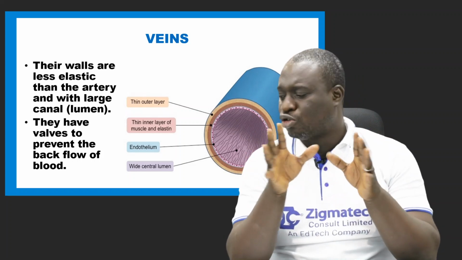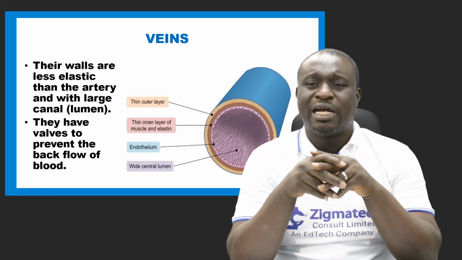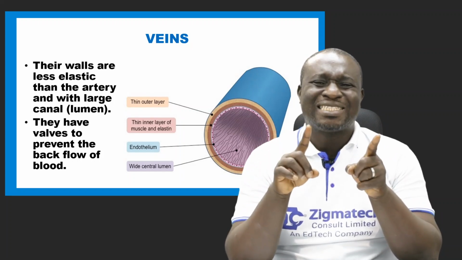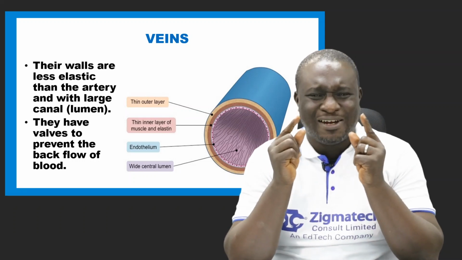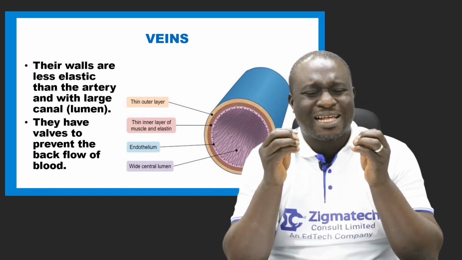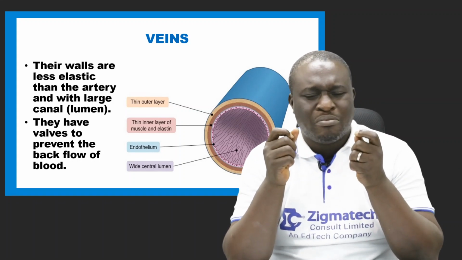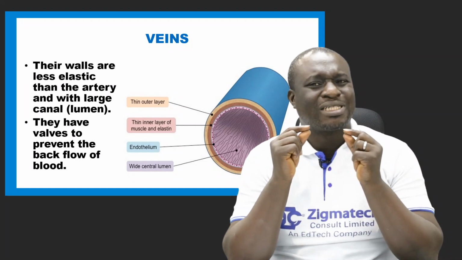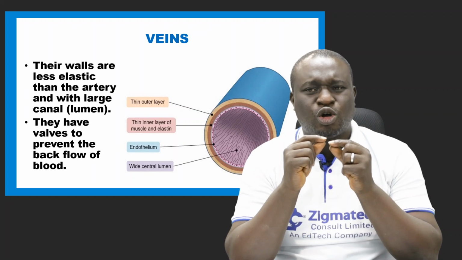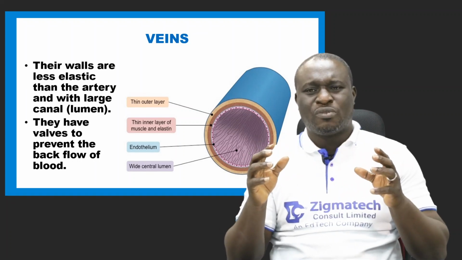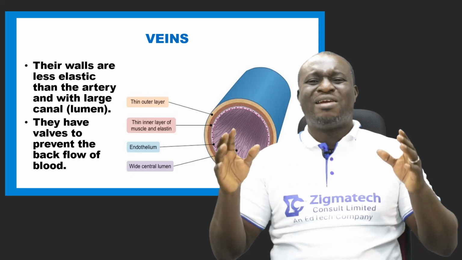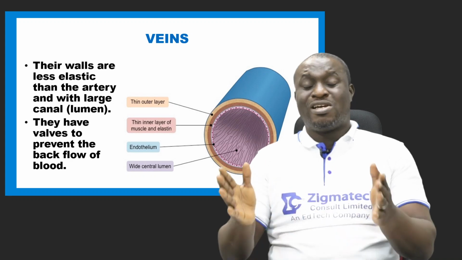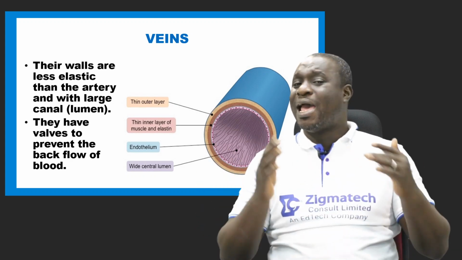Now, in terms of structure, the walls of the veins are less elastic. They are not thick. Remember, we said in arteries, their walls are thick. They have thick muscular walls. But veins have thin walls, and these walls are not elastic. But in terms of the opening, the canal or lumen, the lumen in veins is large compared to that of an artery. With this, you can see differences between veins and arteries.